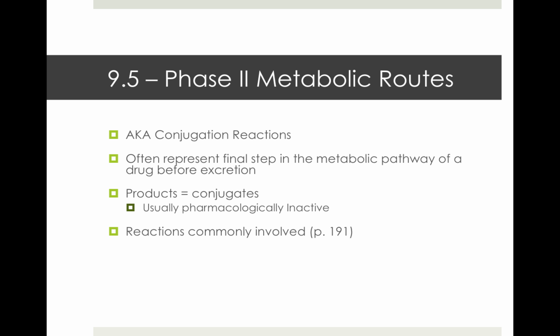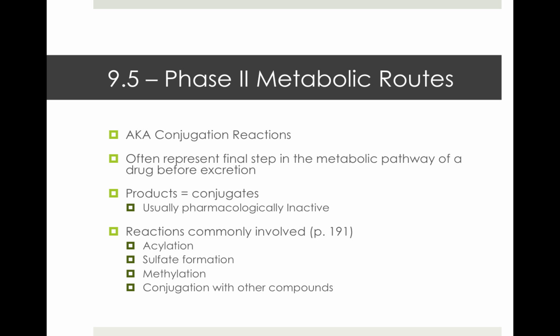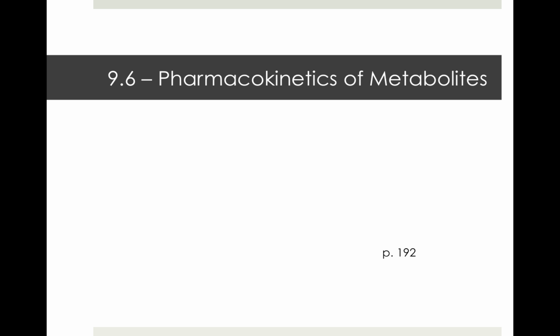And there are many different reactions that are commonly involved in these phase 2 metabolic routes, and they're seen on page 191, and they are acylation, sulfate formation, methylation, and also conjugation with other compounds. And the book goes more in depth on these reactions and some more details of them. So moving on to section 9.6, the pharmacokinetics of metabolites.